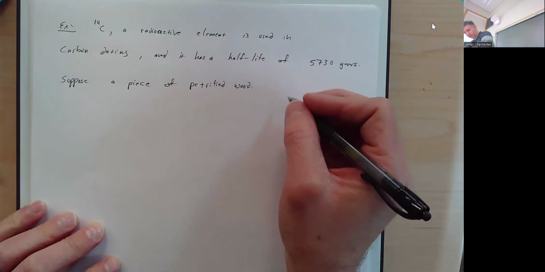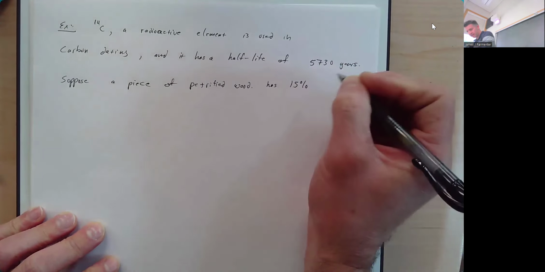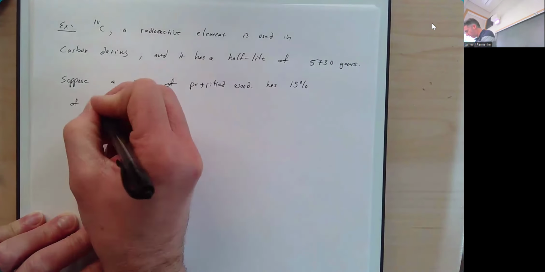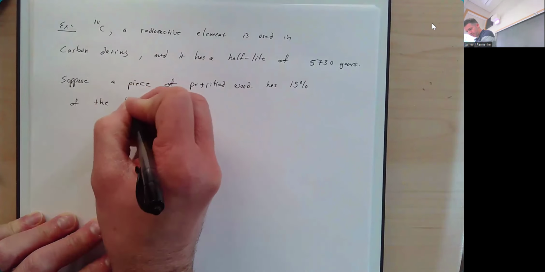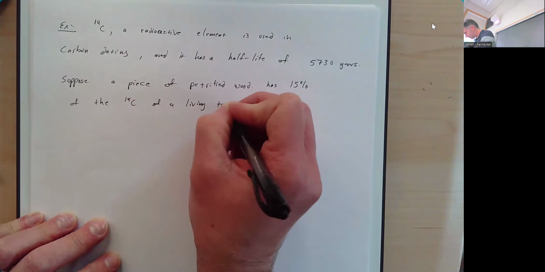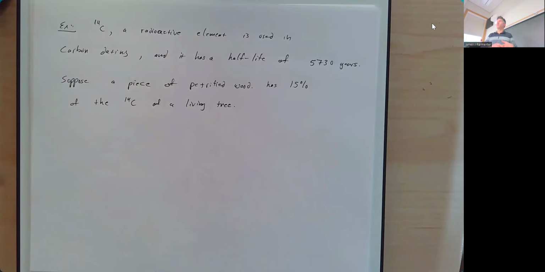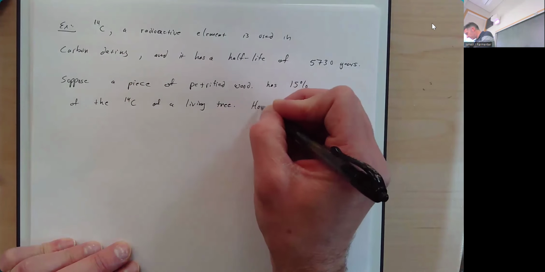A piece of petrified wood has 15% of the carbon-14 of a living tree. Meaning, right, it's lost 85% of the carbon it would have initially had when it became petrified. How old is this wood?